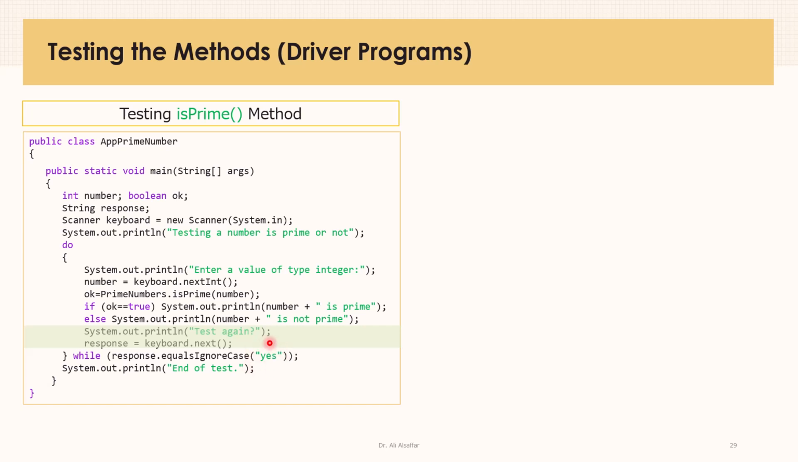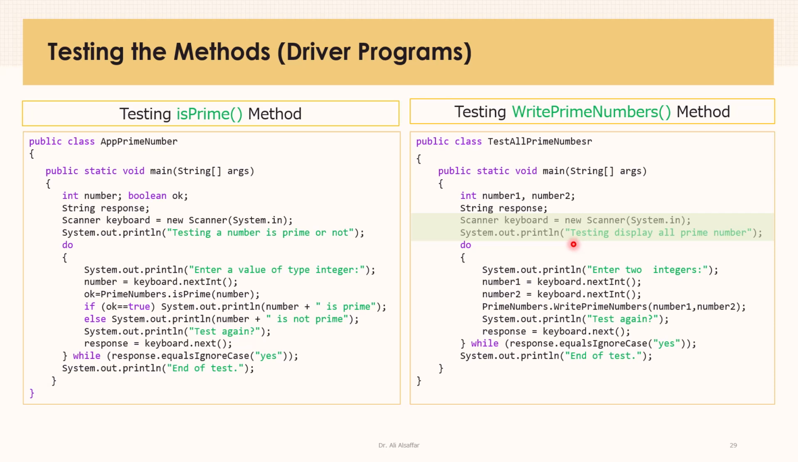So if the user types yes, then the loop will go back and repeat the same process by asking for another number, supplying this number to the method, and testing the return value of the method. If it is a prime, print it is a prime, otherwise print it is not a prime. And at the end, if the user types anything other than yes, it will exit the loop and the testing is finished.